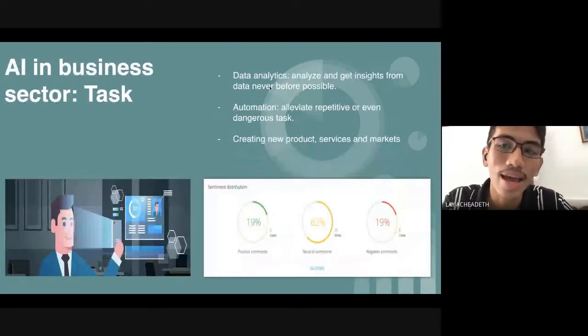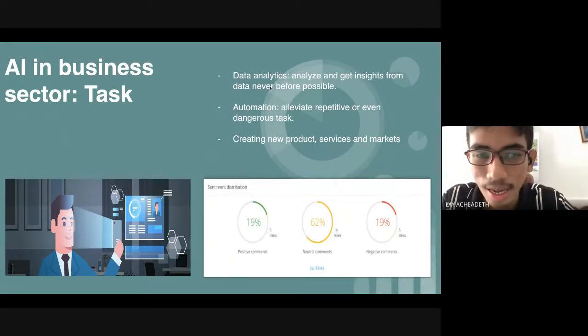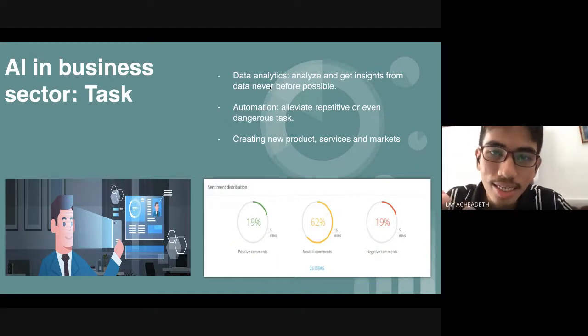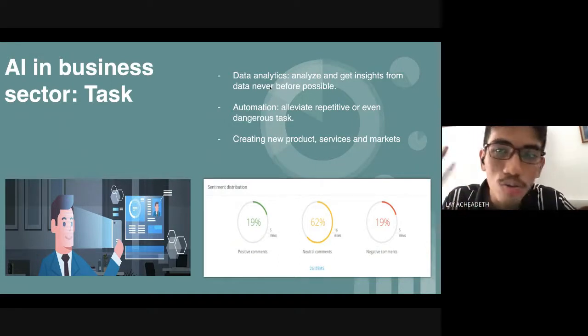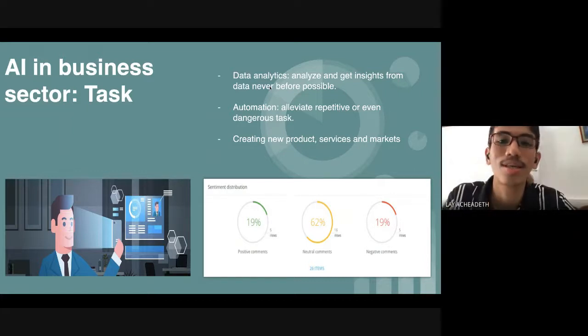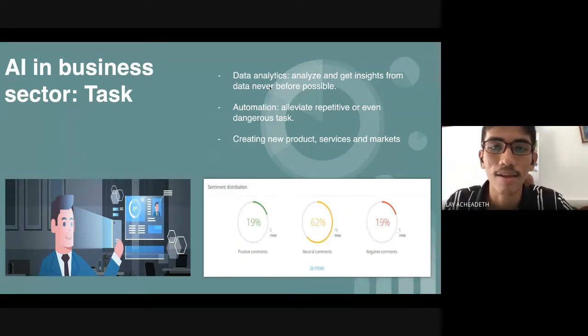Okay, so AI in business tasks. So these are some of the major tasks we have. We have data analytics, automation, and creating new products. Actually, the tasks here depend on how you want to say it, but I'm going to make it into three major points. And the first one is data analytics. So like I said, data is everything in this 21st century, and AI is able to analyze and get insight from data never before possible.